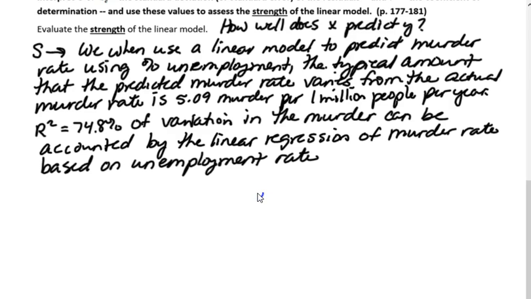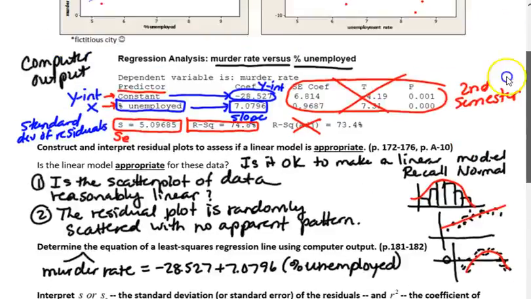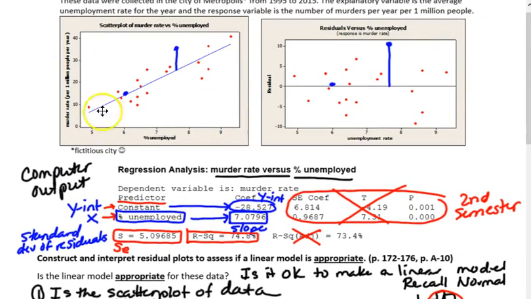So we could say also that it can be accounted for by the linear relationship between murder rate and unemployment rate. As unemployment rate changes, murder rate changes. We notice that as unemployment rate increases, murder rate increases. Now it doesn't increase perfectly on a linear pattern, but 74.8% of the increase in the murder rate is based on its linear relationship with unemployment rate.